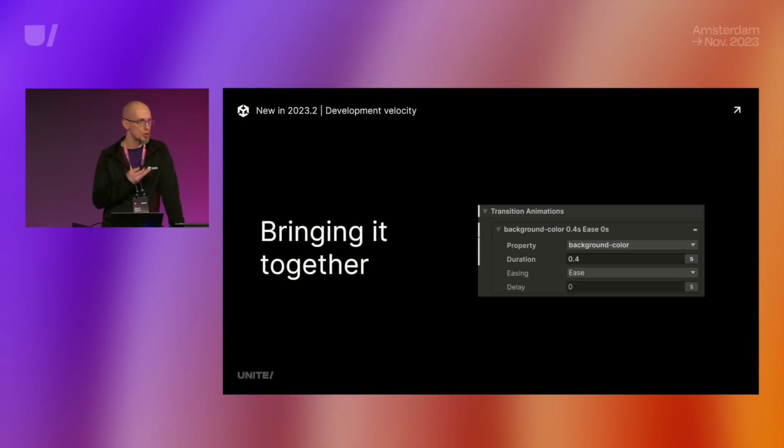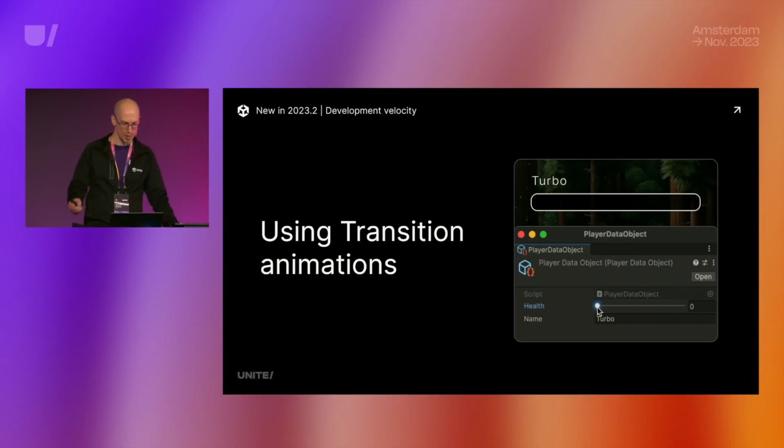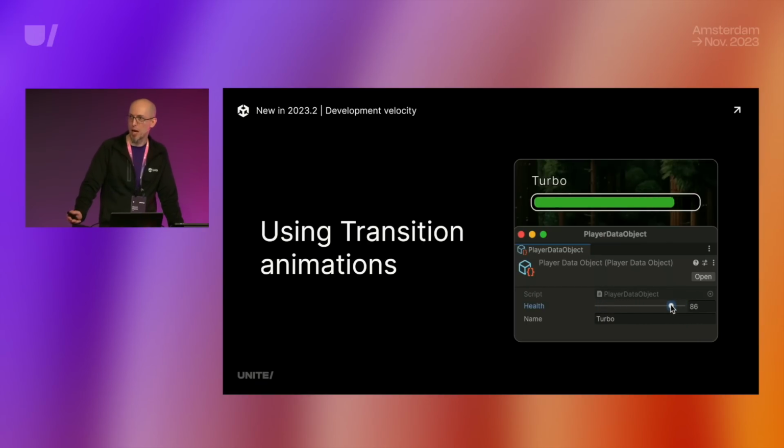They don't require us to specify a start value or an end value. Anytime the value changes, it animates the transition between the existing value and the new one. And so for this case, we just want to set the background color to transition over 0.4 seconds. So again, same UI, now with more smoothness. It's one of those simple changes that can have a big impact on how the UI looks and feels.